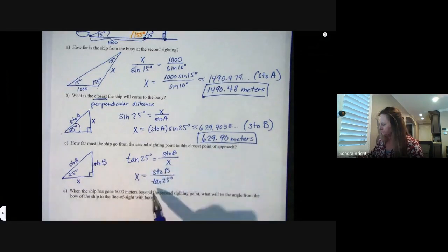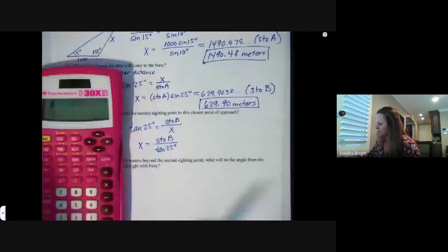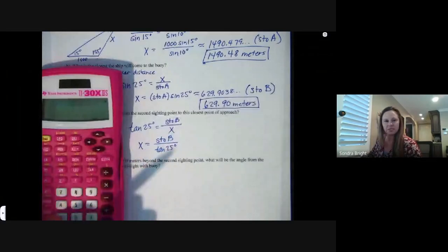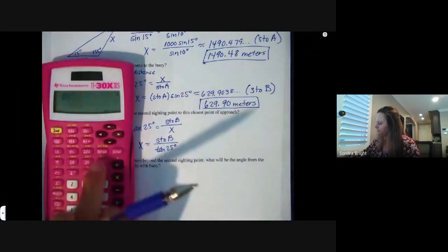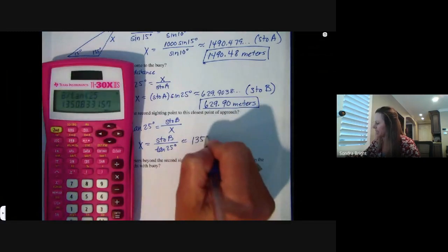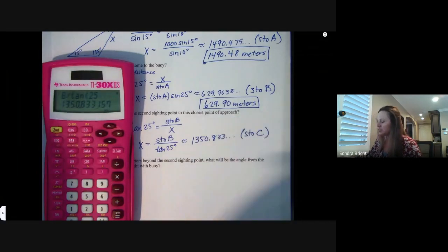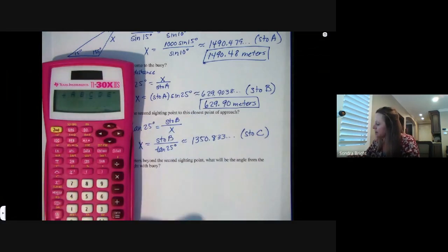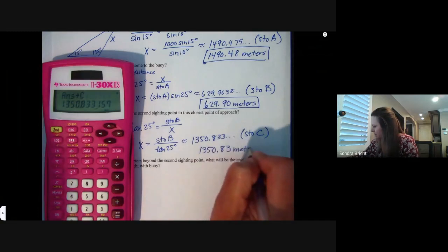So what we've got now is the stored B value, which was 629 point blah blah blah, divided by tangent of 25. This time I've got 1350.833, blah blah blah. I'm going to store this one in case I need to use it. Especially if you've got multiple parts, A, B, C, D, you should be storing these values so you're not rounding to the end. So my answer is 1350.83 meters, rounding to the nearest tenth.